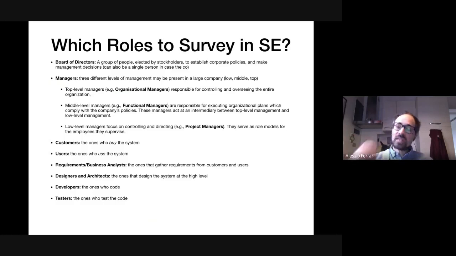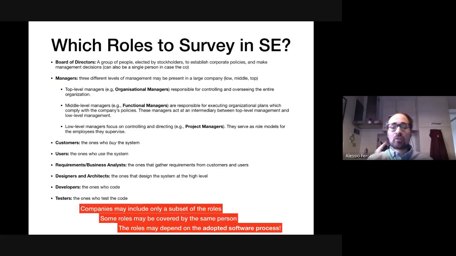So remembering that there are different roles is important whenever you build a survey, because you have to have in mind a target population that is also a viewpoint on certain problems. Remember also that companies do not necessarily include all these roles, because in a small company, probably the requirements analyst is the same as the developer and the designer doesn't even exist.